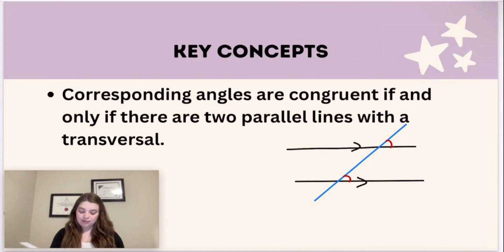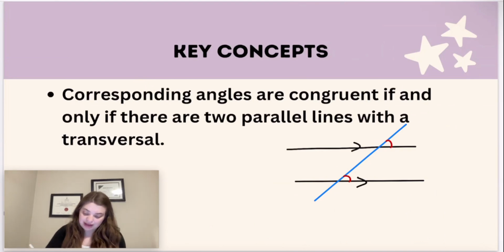So in this case here, we have two parallel lines. Those are these black lines here. And then we have the transversal, which is the non-parallel line going through both. And that's that blue line there. And basically, angles that this scenario creates that are corresponding are congruent.